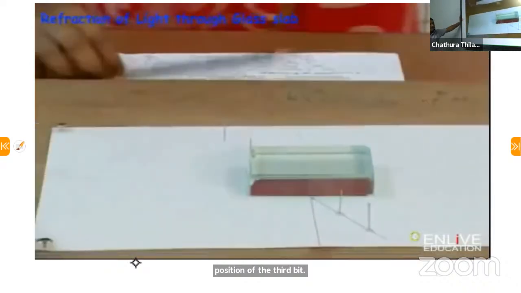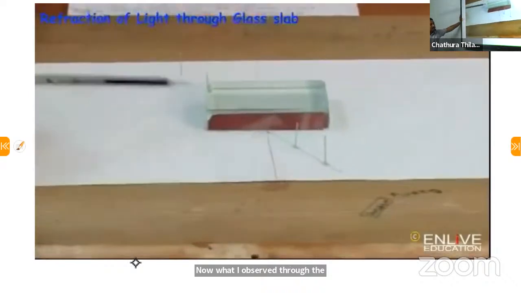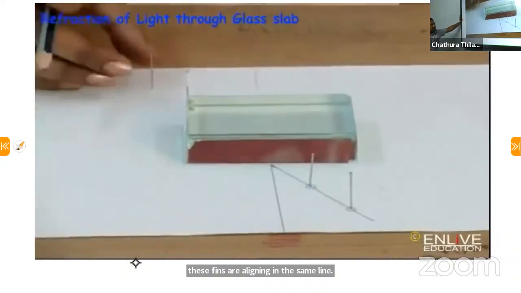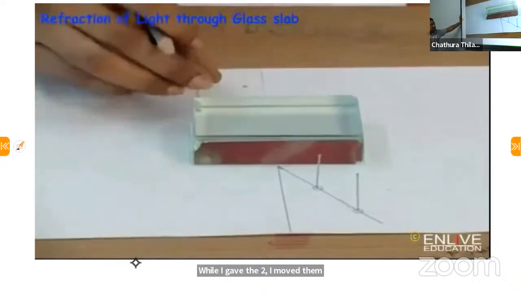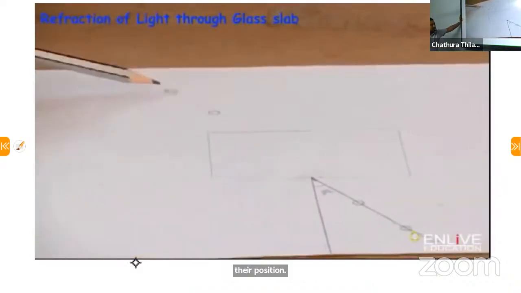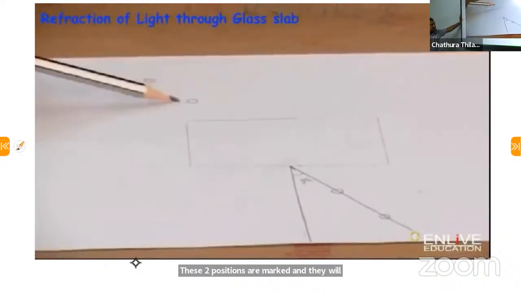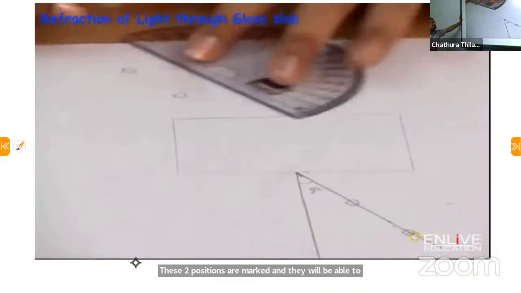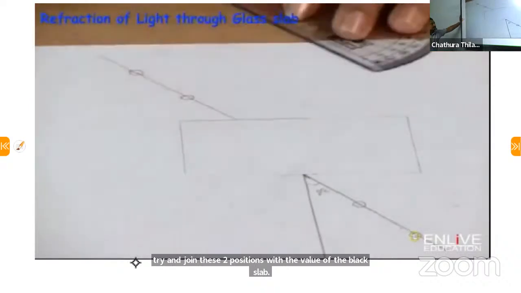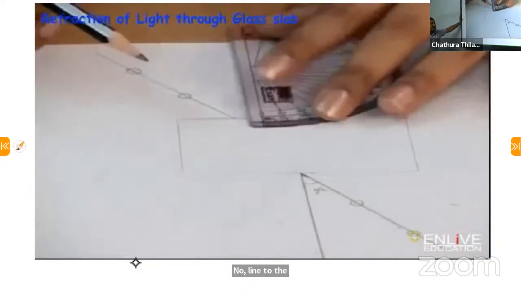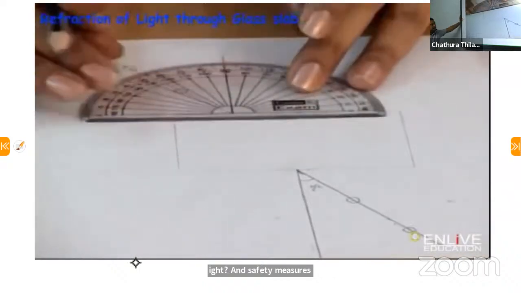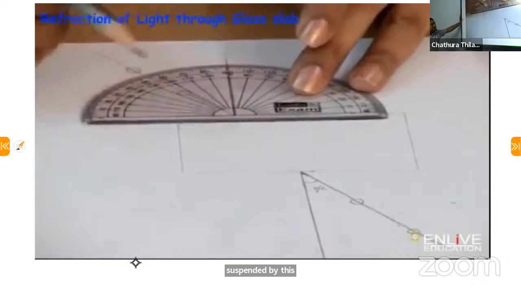Now what I observe through the glass slab is that all these pins are aligning in the same line. Once I place the two metal pins, I remove them and mark their position. These two positions are marked and simply now we will join these two positions with the boundary of the glass slab. The line is a straight line. Then draw the refracted ray, and measure the angle that is being subtended by this line and the normal. I observe that the angle is approximately 30 degrees.